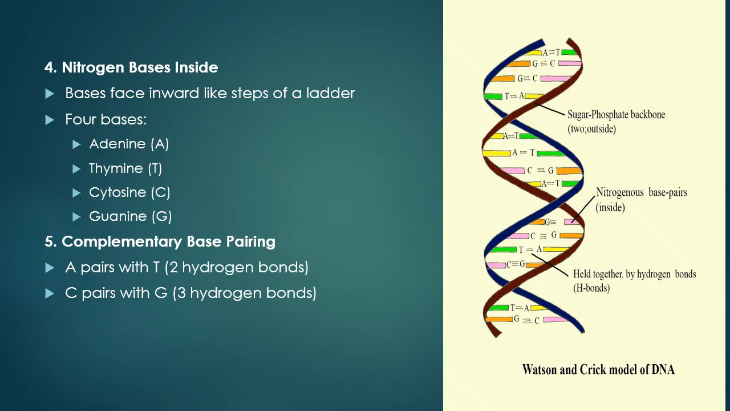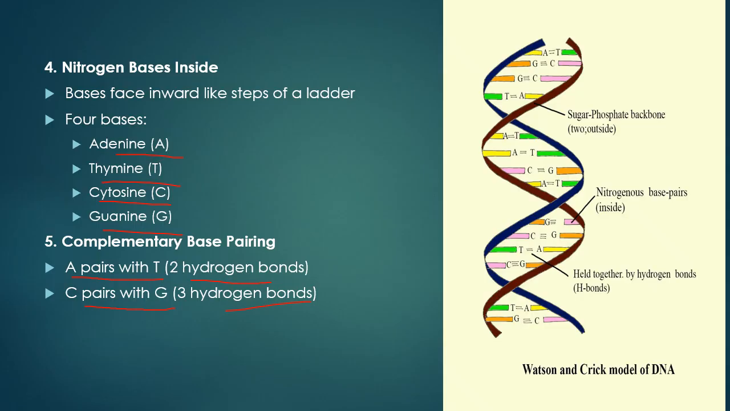There are four bases which you can find here. First is adenine, which is A, second is thymine, which is T, third is cytosine, which is C, and fourth is guanine, which is G. Okay, and then complementary base pairing: adenine pairs with thymine with 2 hydrogen bonds and cytosine pairs with guanine with 3 hydrogen bonds, and this is always fixed.